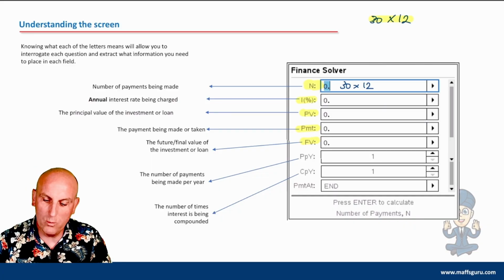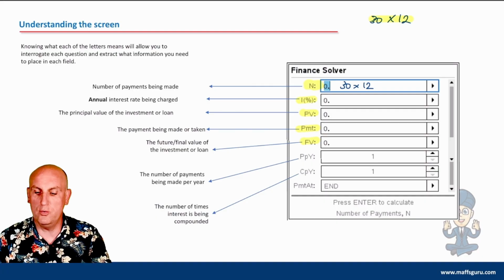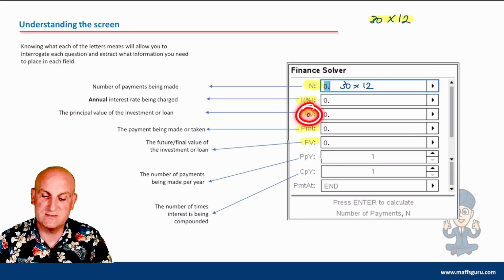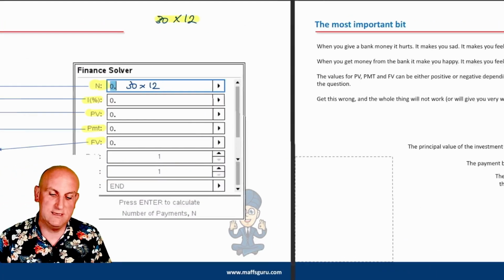So we have 1, 2, 3, 4, 5, 6, 7 pieces of information, and a question will always give you 6 of those, because with the financial solver you can only ever work out one thing at a time. So I might be given everything except the principal value, I can work it out. I might be given everything except the interest, I can work it out. All right, so that's the basics of the screen done.